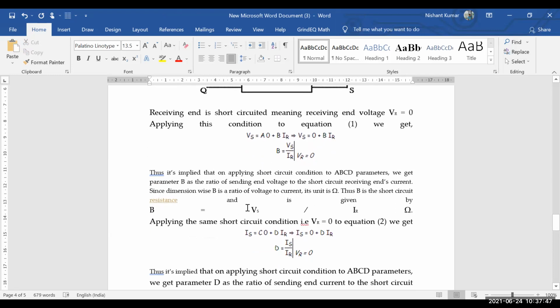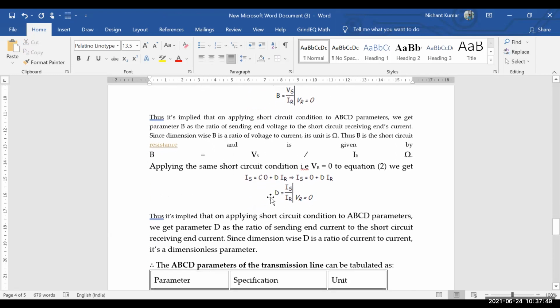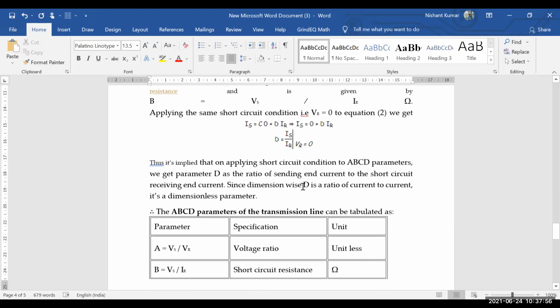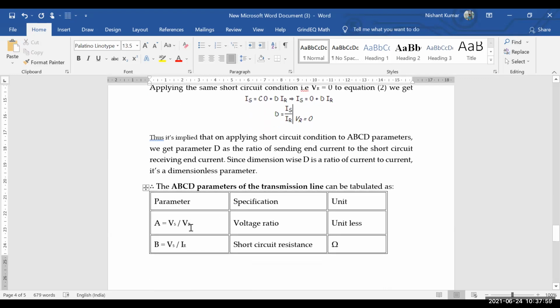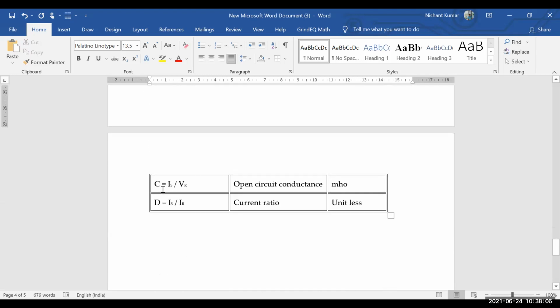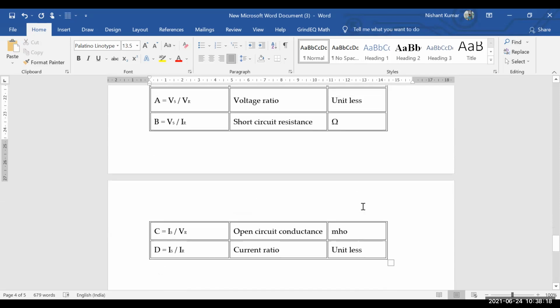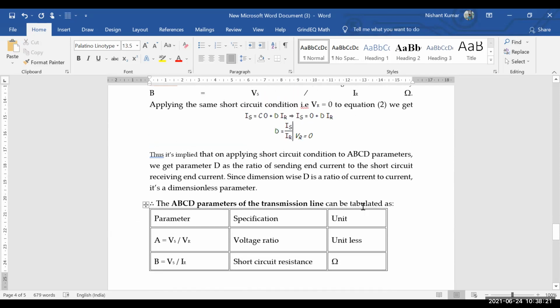Now the B value is obtained. What will be D? D would be IS by IR, again a dimensionless parameter. So therefore, parameter A equals VS by VR, a voltage ratio, which is unitless. B equals VS by IR, the short circuit impedance, in ohm. C equals IS by VR, the open circuit conductance, in mho. And D is IS by IR, the current ratio, which is also unitless or dimensionless. This is all that we are going to discuss.